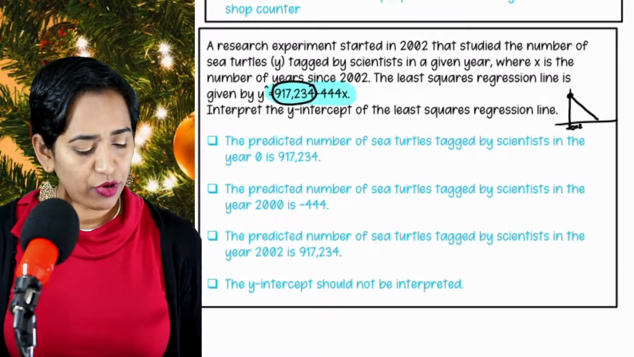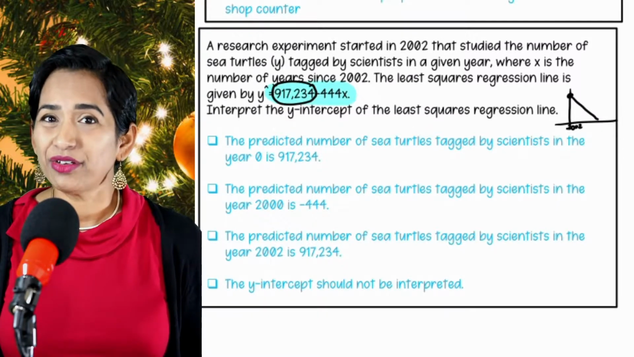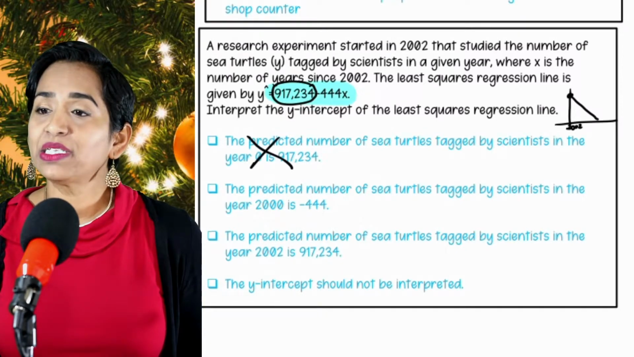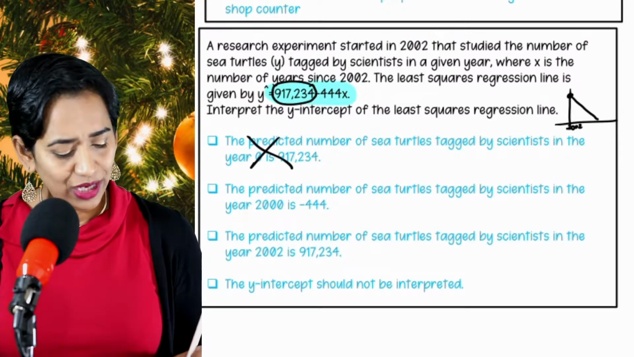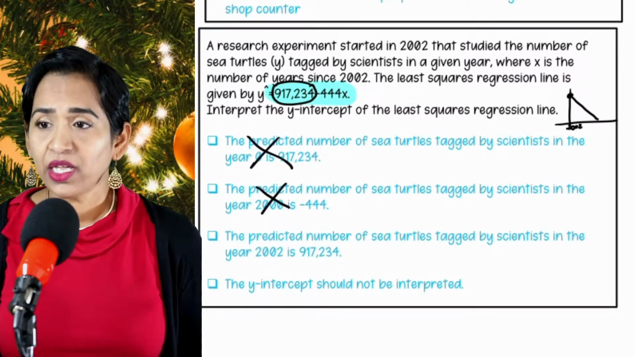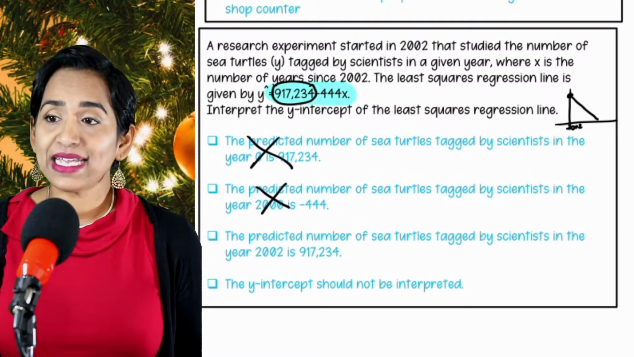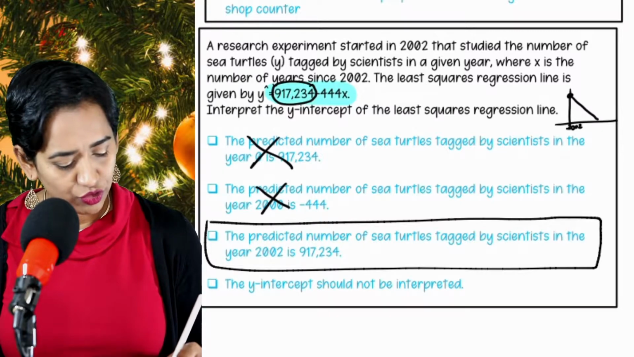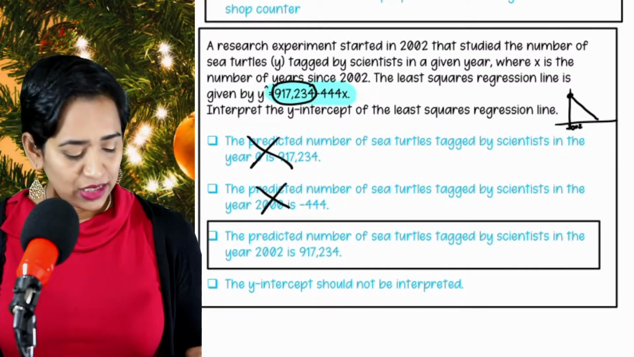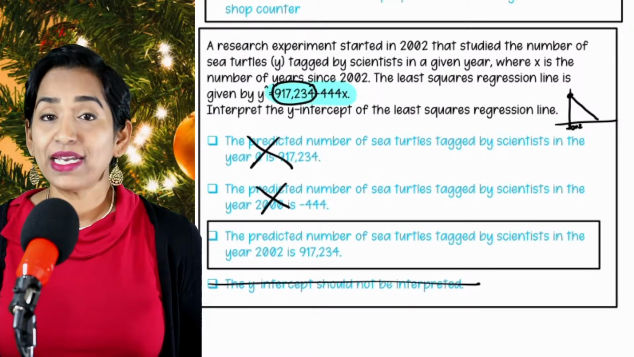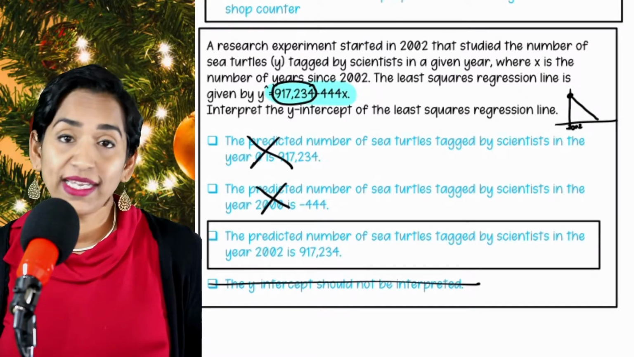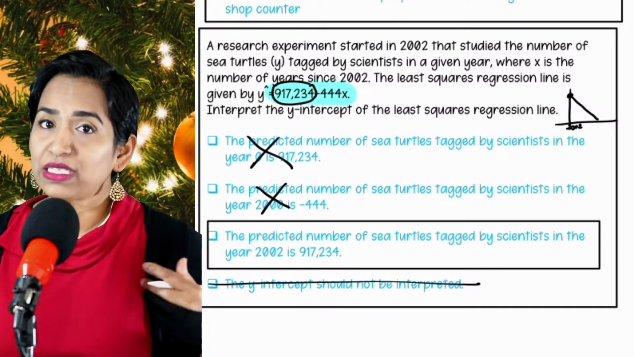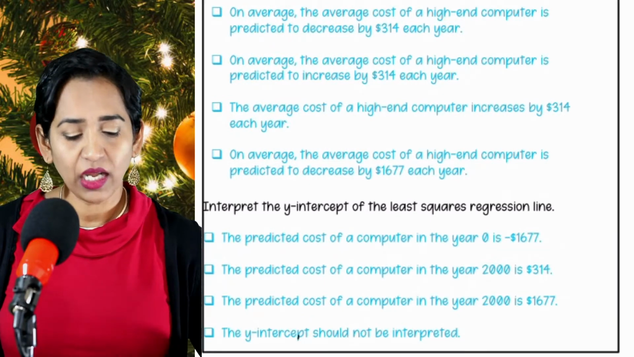So the predicted number of sea turtles tagged by the scientists in year 0. There's no year 0, that's a no-no. The number of sea turtles tagged by the scientists in the year 2000? Well, he said he started in 2002. The number of predicted sea turtles tagged by the scientists in 2002 is 917,234. The y-intercept should not be interpreted? No, but we will see a case where the y-intercept should not be interpreted. Sometimes you do have a y-intercept, but that's not reasonable. Let's go ahead and take a look.